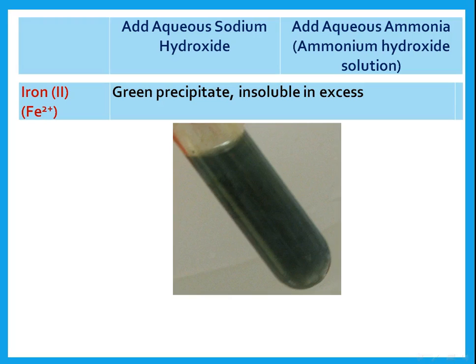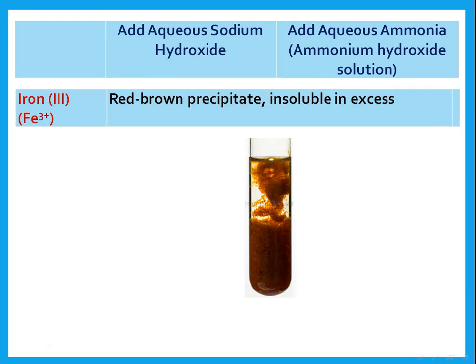Okay? Iron 2. Now, with iron 2, you get the same results whether you're adding sodium hydroxide or ammonia. If I have iron 2, whether you add sodium hydroxide or aqueous ammonia, I get green precipitate insoluble in excess, so the green precipitate remains. For iron 3, whether I'm adding sodium hydroxide or aqueous ammonia, I'll get the same result, red-brown precipitate insoluble in excess.